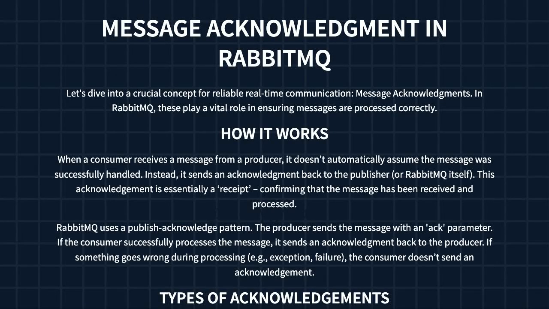Okay, so let's talk about message acknowledgements in RabbitMQ. Basically, it's a way for the consumer to tell the producer that they've actually received and successfully processed a message. It's super important for reliability. Think of it like this: just because a message arrives doesn't mean it was handled correctly. RabbitMQ uses what's called a publish acknowledge pattern. If you send a message, you can tell RabbitMQ to only deliver it if the consumer confirms they got it and worked on it. There are two types: automatic acknowledgement, which is convenient but less safe, and explicit acknowledgements that require the consumer to send back a confirmation.